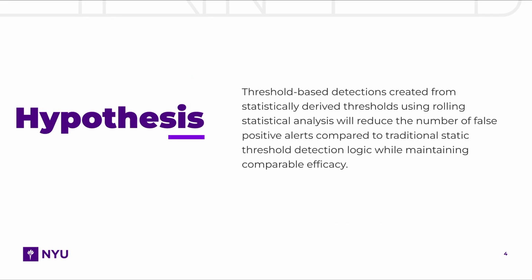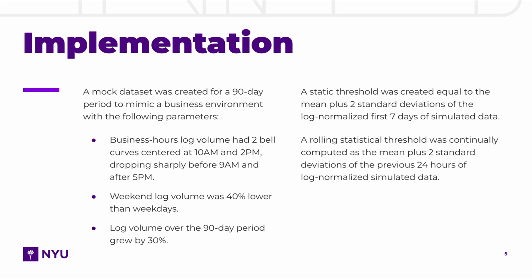The hypothesis that I'm basing this off of is that threshold-based detections using statistically derived thresholds will perform as well as, or have comparable efficacy to, static thresholds while reducing the need for tuning as often or at all, and will have fewer false positives because it's continually doing that statistics and it's not based on one point in time of data. So here's how I implemented a test for this.